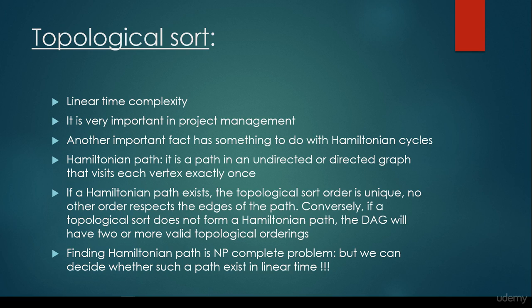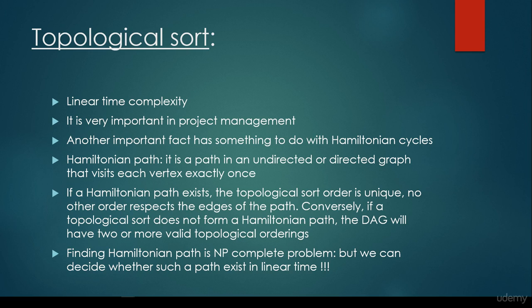Another important fact has something to do with Hamiltonian cycles. What is a Hamiltonian path? It is a path in an undirected or directed graph that visits each vertex exactly once. The Hamiltonian cycle is a Hamiltonian path where the starting vertex is the same as the vertex where we finish. So basically it is a closed Hamiltonian path, and hence the name Hamiltonian cycle. It's very important that finding the Hamiltonian cycle is an NP-hard problem. It's very hard to construct any algorithm that's going to find the Hamiltonian cycle.